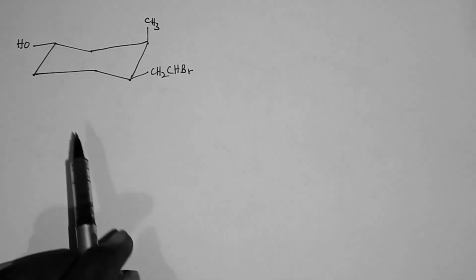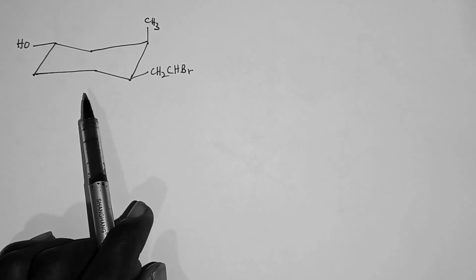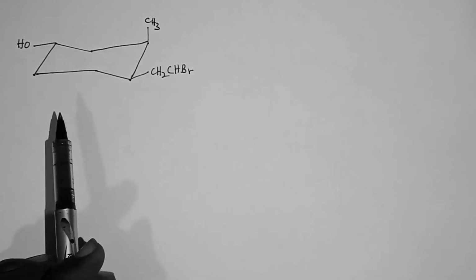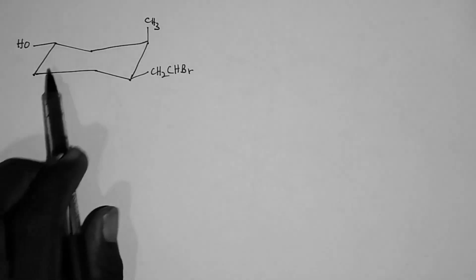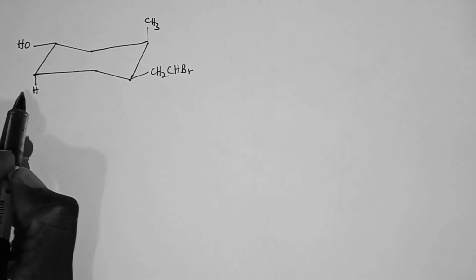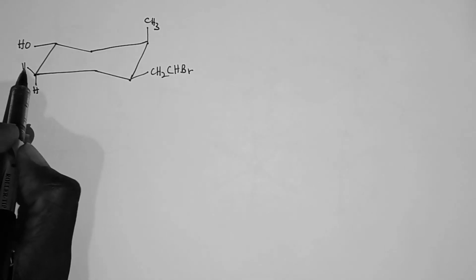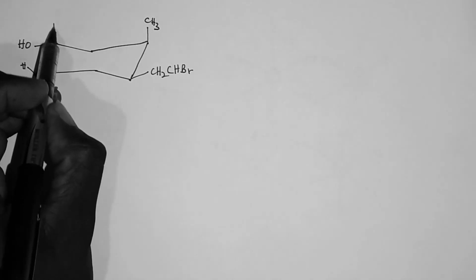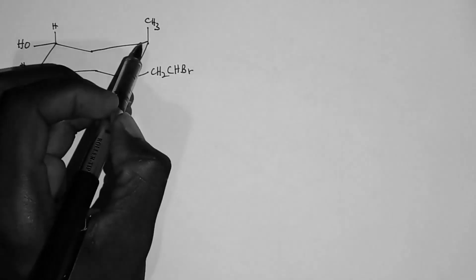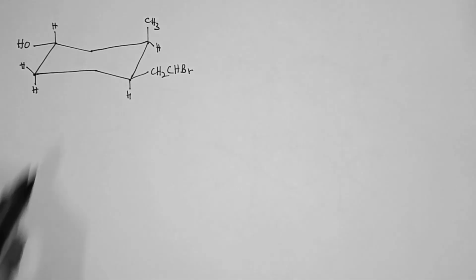So let's convert this molecule to a Newman projection. You can pause the video at this time and then try. So just as we said, let's fill in the missing portions. So you see that there's a proton here, and also there's a proton here. There's also another proton here, and then there's a proton here. Then there's also another proton here.